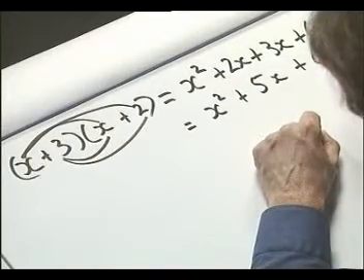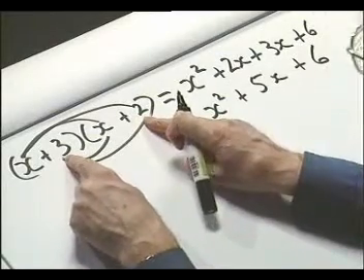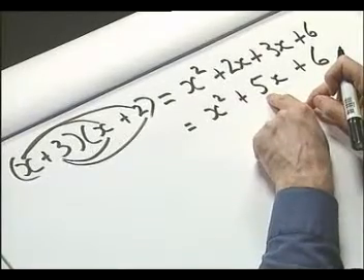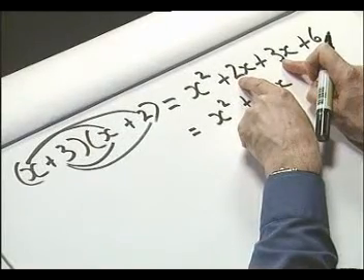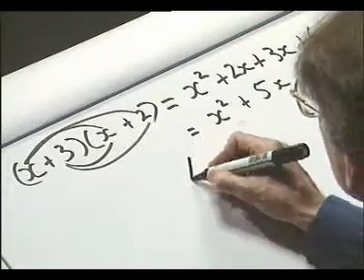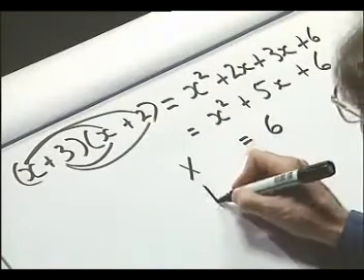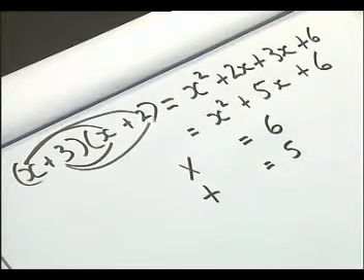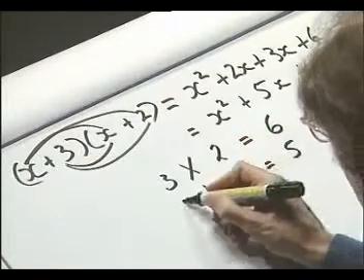Let's have a look where this 6 came from. Well, we know it came from 3 times by 2. Now, where did this 5 come from? Well, it came from 2 plus 3. So if we were to reverse this process, we'd be looking for two numbers that multiply together to give us 6, and two numbers that added together to give us 5. The obvious ones that go in there are 3 and 2.